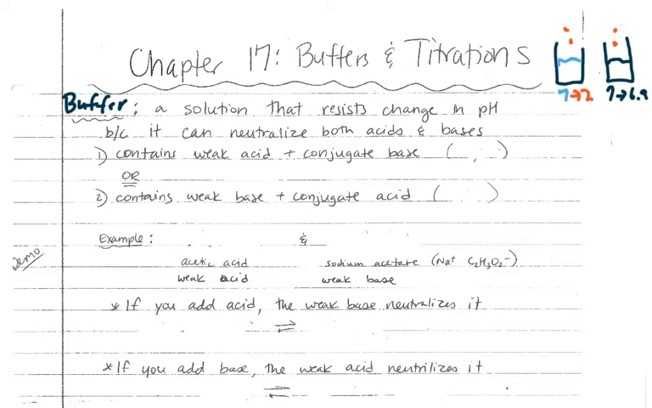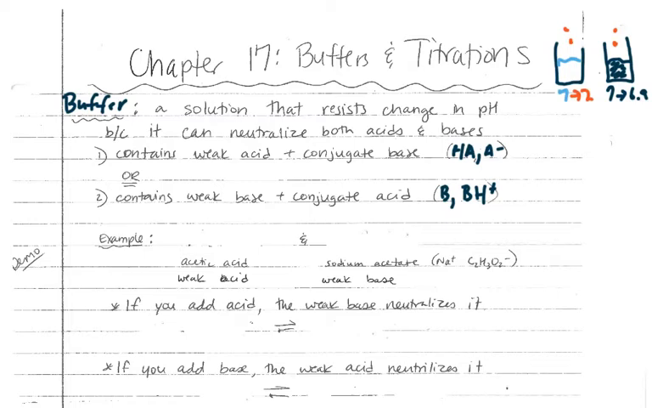So the magical components of this buffer are that it contains both a weak acid and a weak base. And in that way, it's able to neutralize whichever you add, acid or base, to the equation. So it could contain either a weak acid plus that acid's conjugate base, which we abbreviate as HA and A minus, or it could contain a weak base and the conjugate acid of that base.